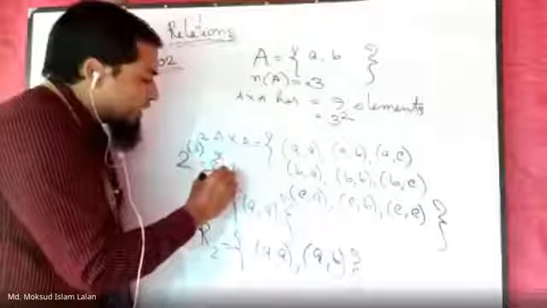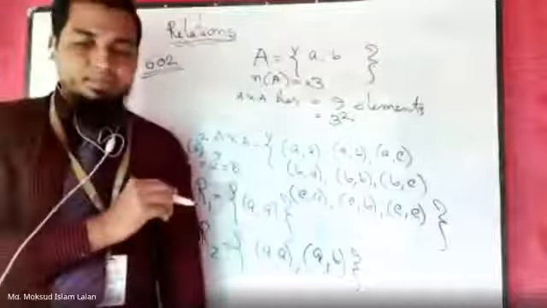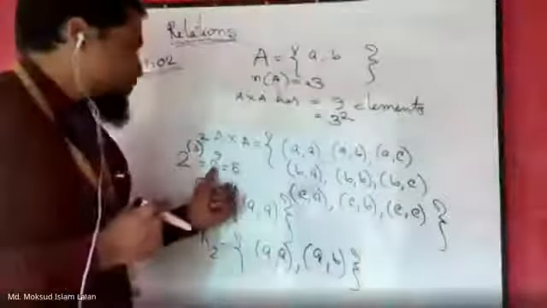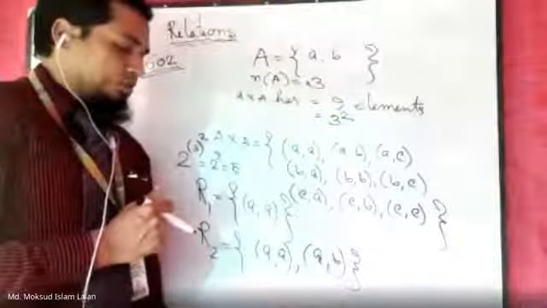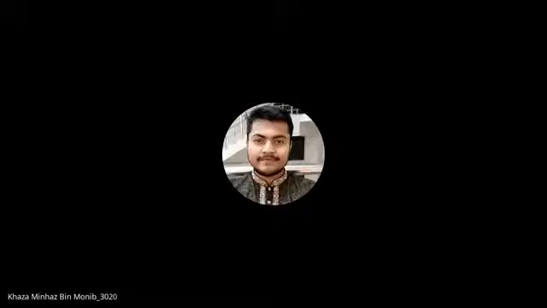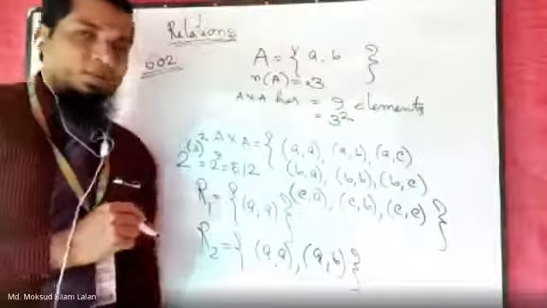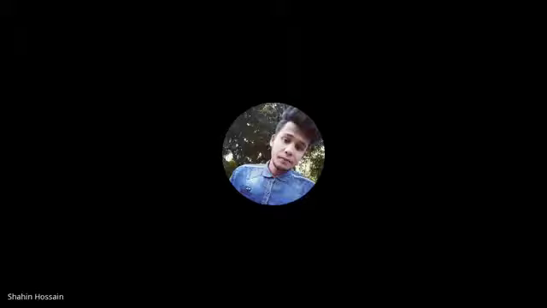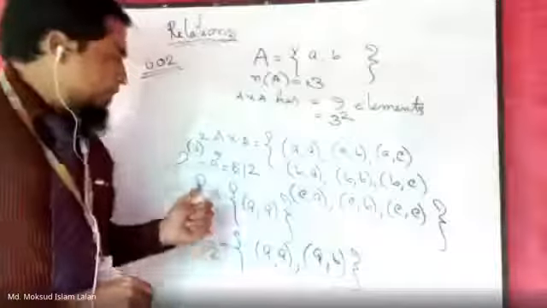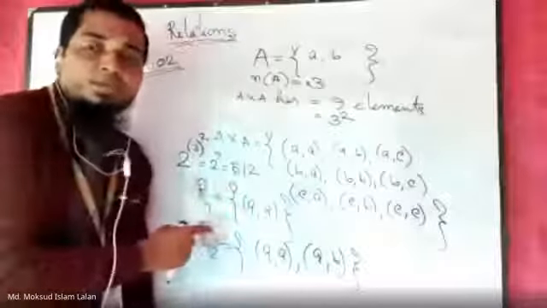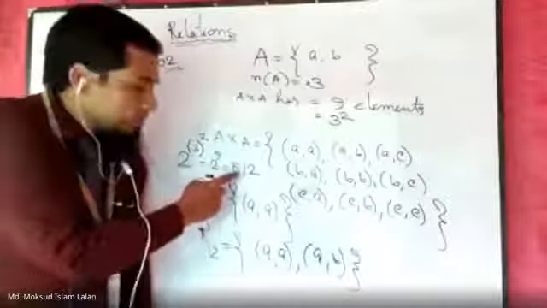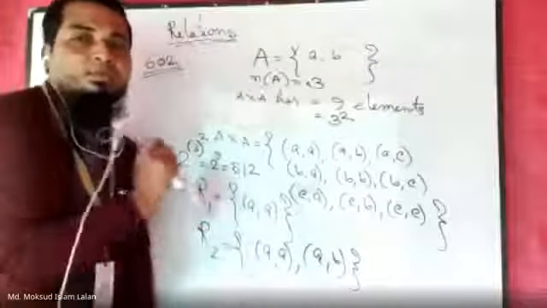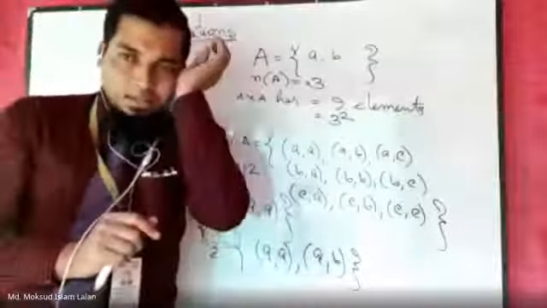So 2 to the power 9, what is it? Could someone please help me? 2 to the power 9, 500 what? 512. 256 times 2. Am I right? Yes, 512. So how many relations can you form, dear student? There are 512 relations you can form. Is it clear?